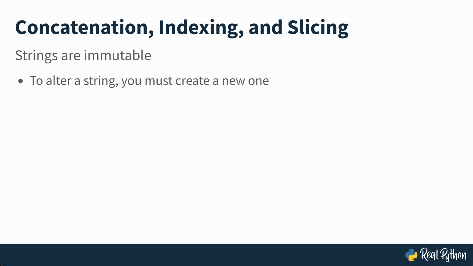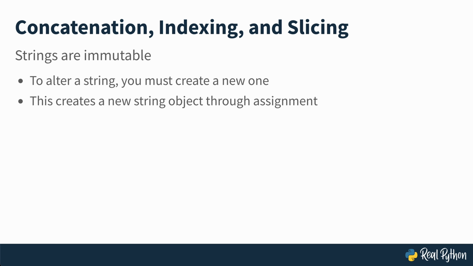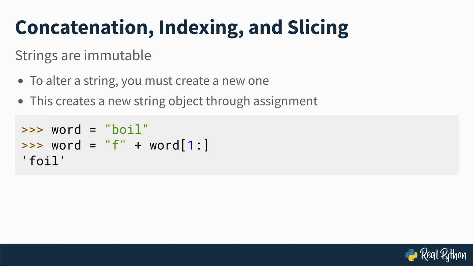So to alter a string, you actually have to create a new one, and that can be done through reassignment. This will actually create a new string object. So one way to accomplish what we were trying to do a moment ago, I want to include the last 3 letters of word. In this case, it would be OIL to change word from boil to foil and concatenate that to the letter F. But what's unique here is you're reassigning word. So that's creating a whole new object. In this case, removing the previous one. You have to actually do it through a reassignment statement.